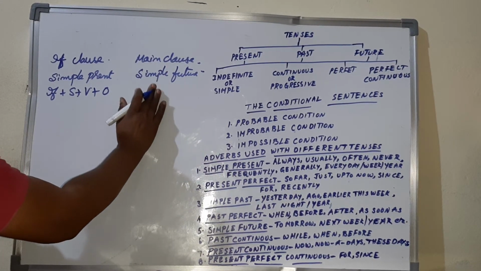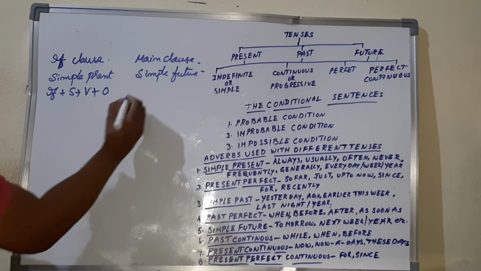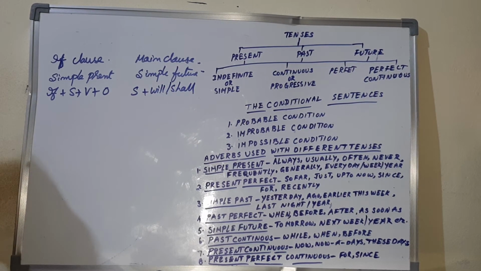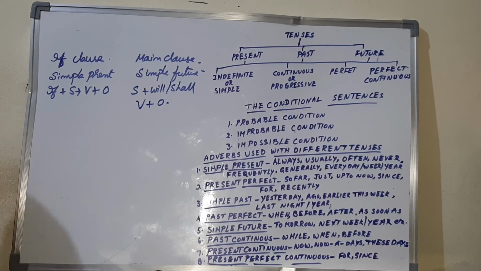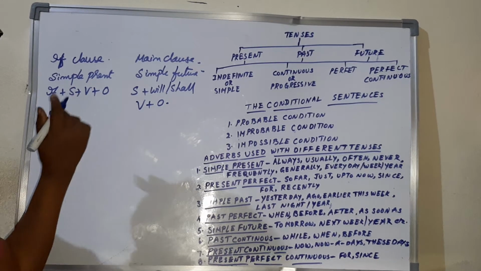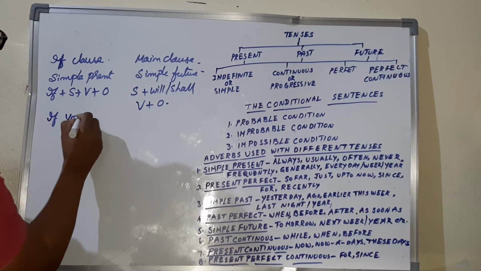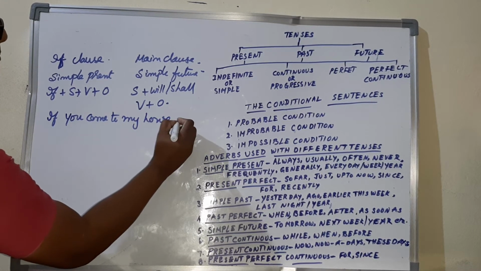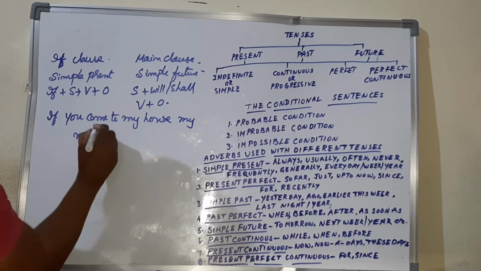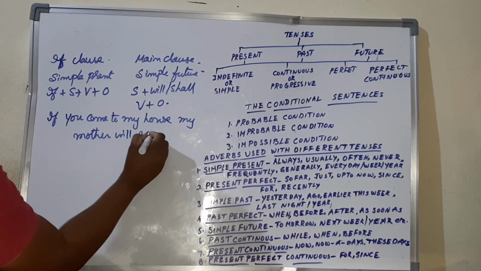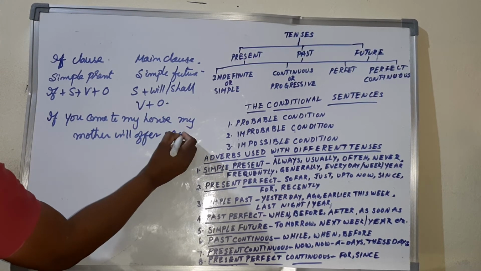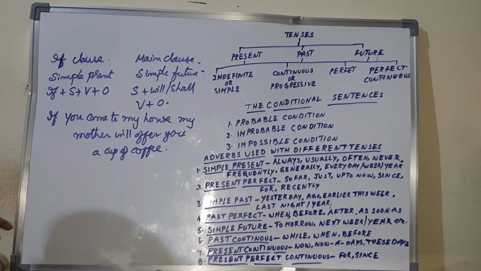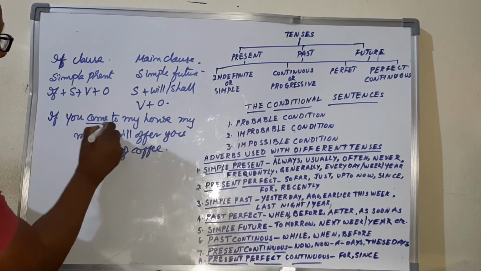Next, the main clause structure is subject, will or shall, verb and object. Let me write an example sentence: If you come to my house, my mother will offer you a cup of coffee. See here, in "if you come to my house," come is simple present tense.